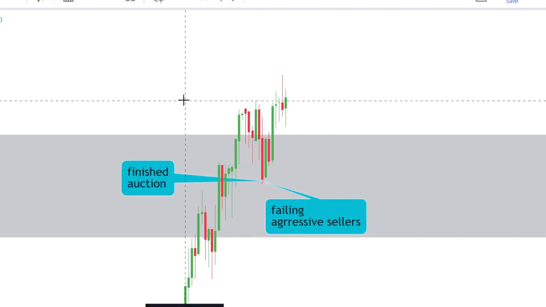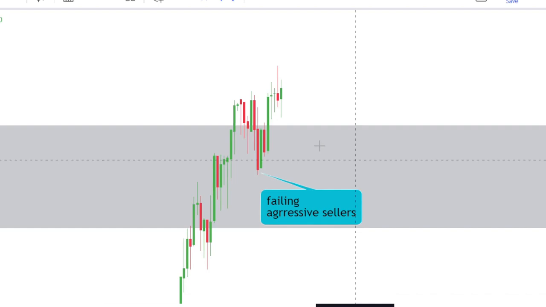And the way you want to understand a finished auction is that buyers and sellers have kind of agreed. You can essentially see it as an argument that's kind of ended. Think of it as an argument or an auction between buyers and sellers. When you see a zero, it represents that that argument has ended and price is now willing to move in a certain direction. And how do we identify that direction? Is from using the aggressiveness of sellers and buyers. Understand aggressive sellers have not been rewarded, and this is where passive buyers step in, right?